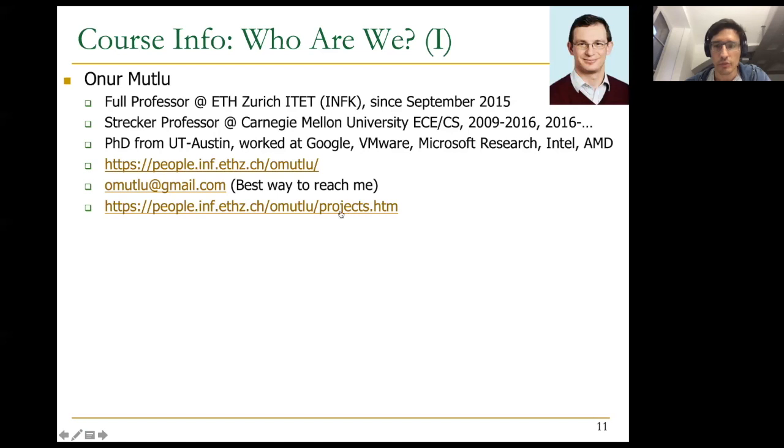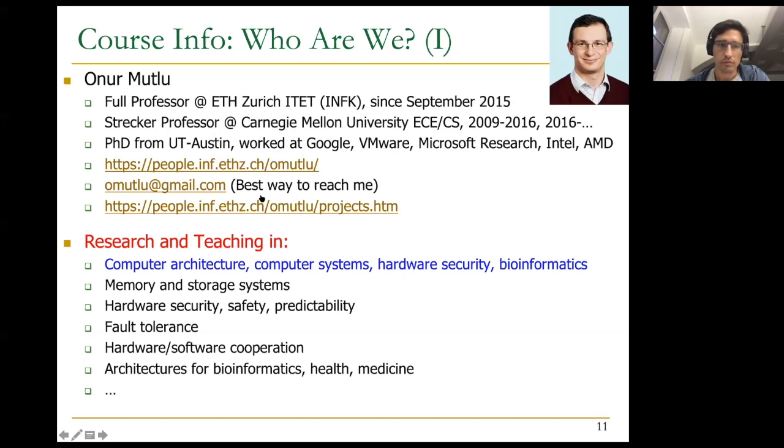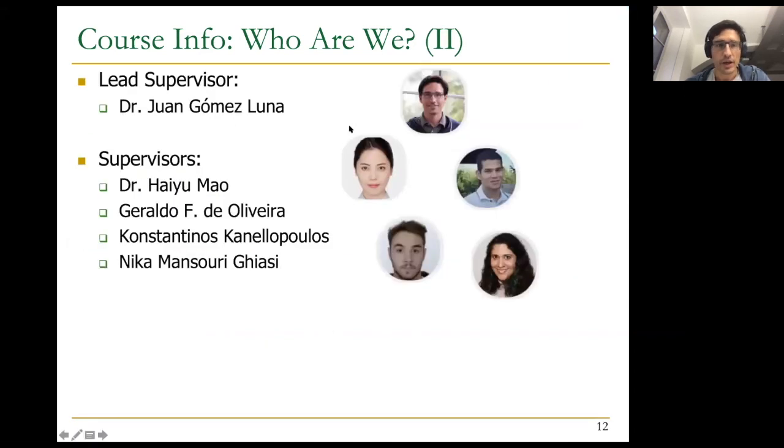In this website, for example, under projects, you can find all of his papers, and essentially what he does is research and teaching. The main topics are computer architecture, computer systems, hardware security, and bioinformatics, and then all the different areas in these main topics, with a special emphasis on memory and storage systems, hardware security, safety, predictability, fault tolerance, etc. And these are the rest of us.